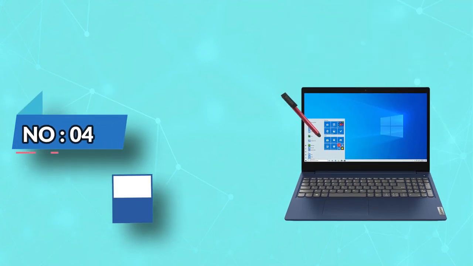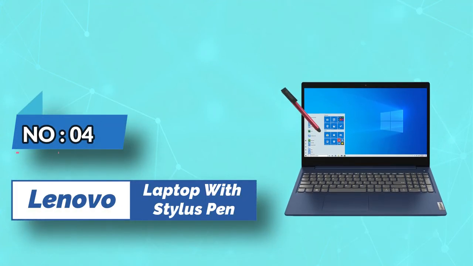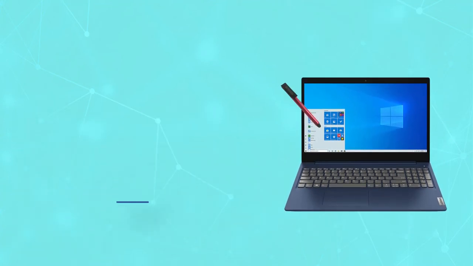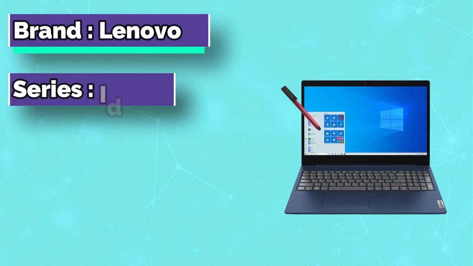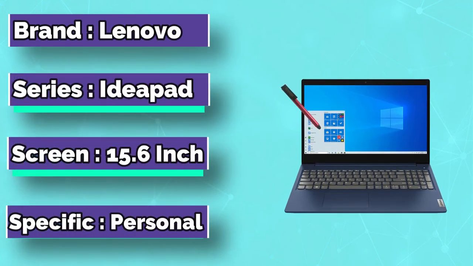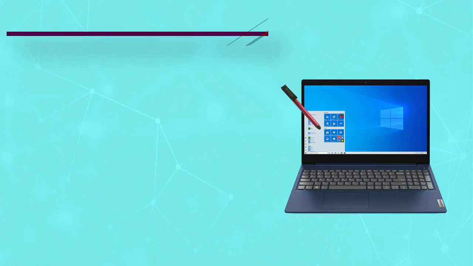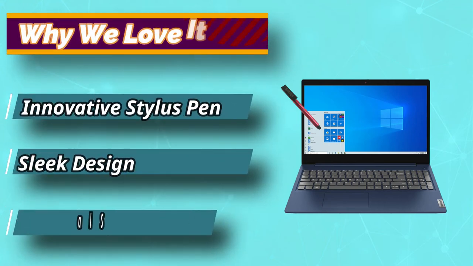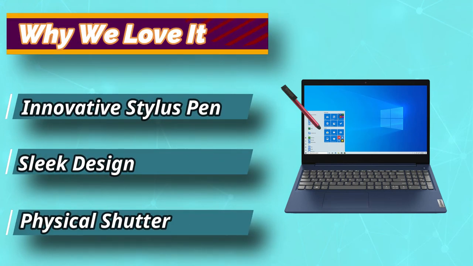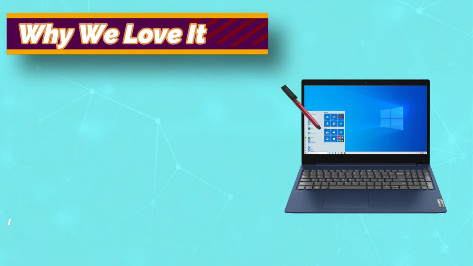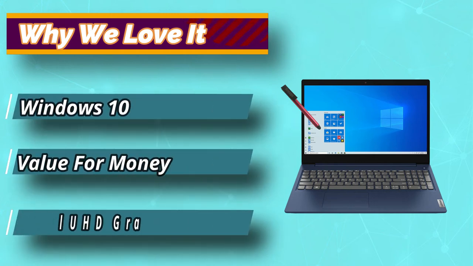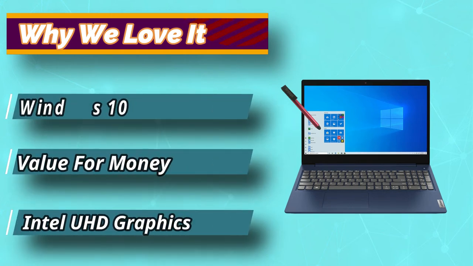Number 4. Lenovo Laptop with Stylus Pen. This laptop is powered by a 10th Gen Intel Core i3 processor paired with integrated Intel UHD graphics. The combination is powerful enough to support the heavy computation requirements of IDEs like Eclipse or PyCharm, and can even support virtual machines like Docker. Even though this device's hardware is configured to best suit the requirements of a coder, it does not mean it is limited to it.